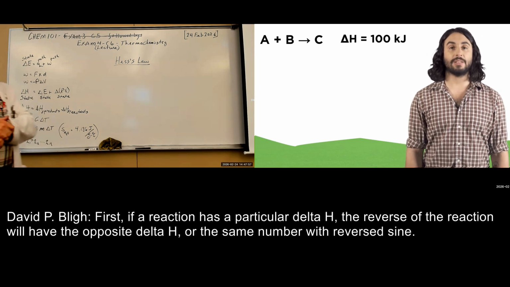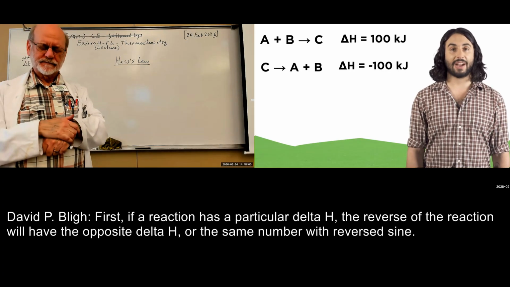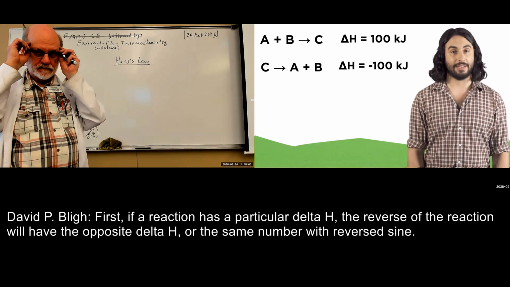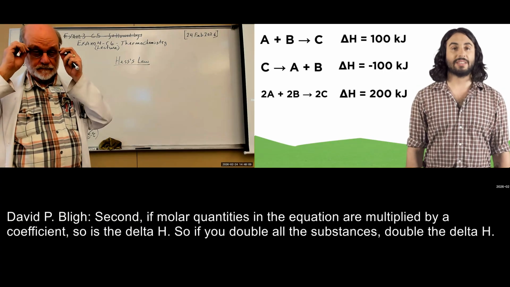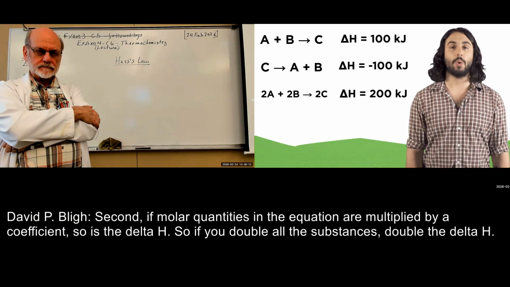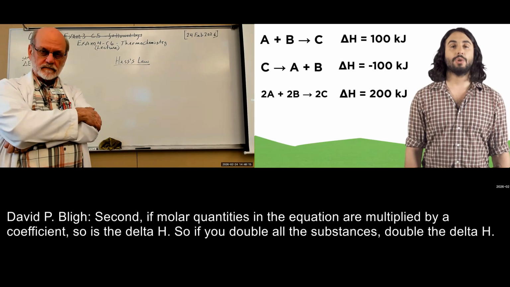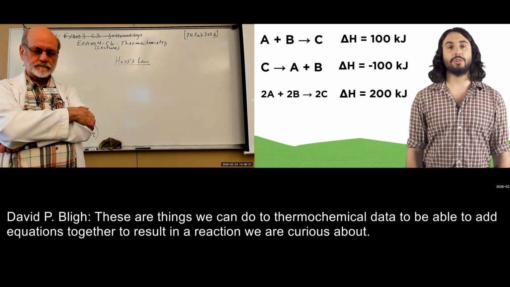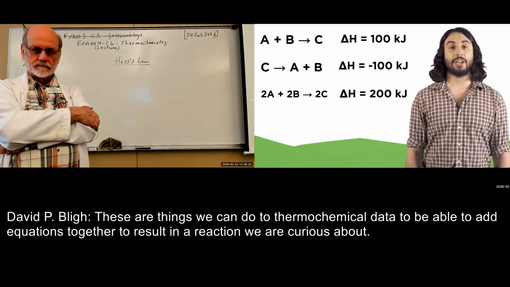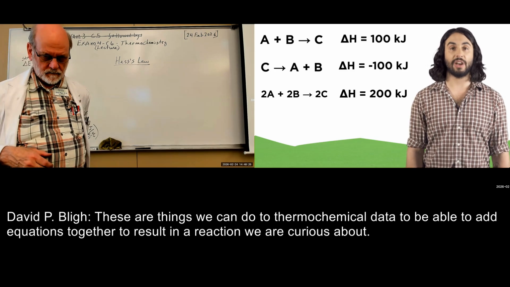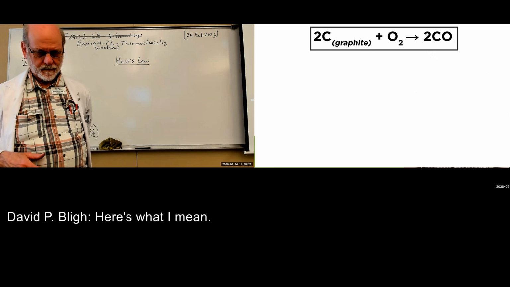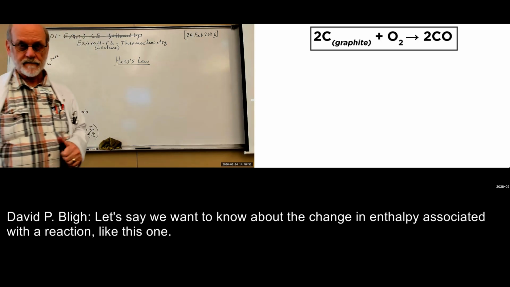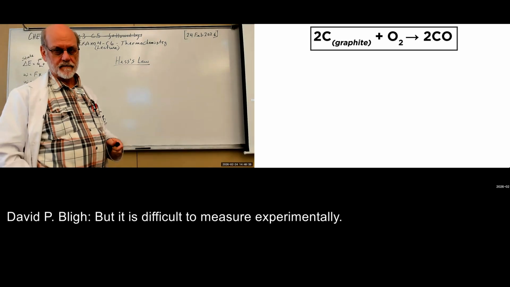First, if a reaction has a particular delta H, the reverse of the reaction will have the opposite delta H, or the same number with reversed sign. Second, if molar quantities in the equation are multiplied by a coefficient, so is the delta H. So if you double all the substances, double the delta H. These are things we can do to thermochemical data to be able to add equations together to result in a reaction we are curious about. Here's what I mean. Let's say we want to know about the change in enthalpy associated with a reaction, like this one. But it is difficult to measure experimentally.